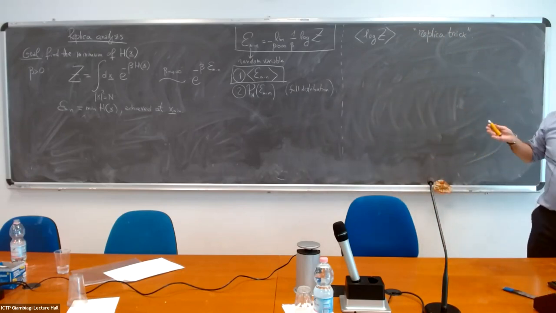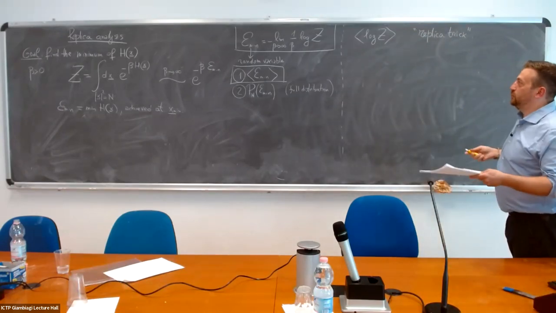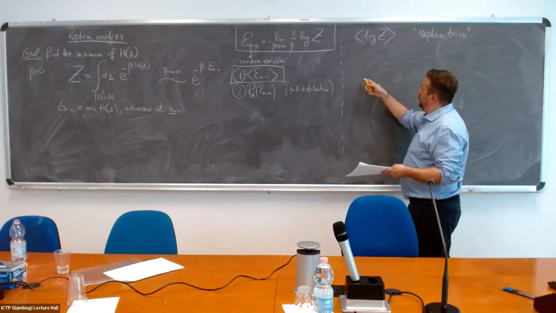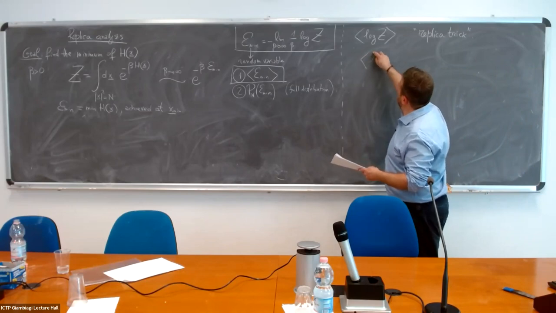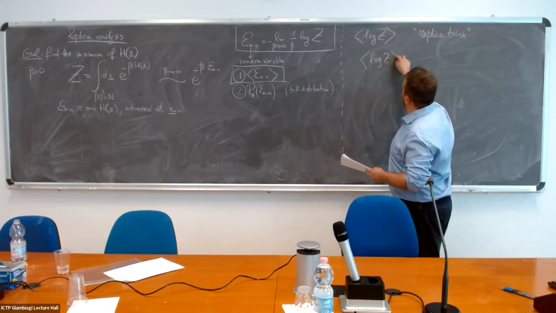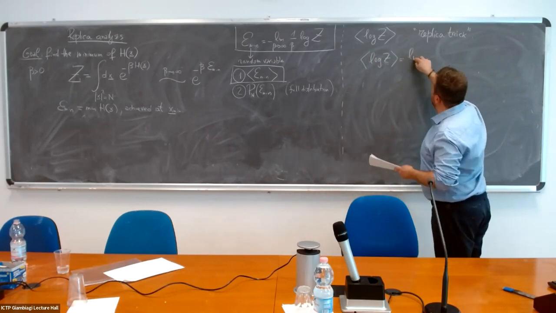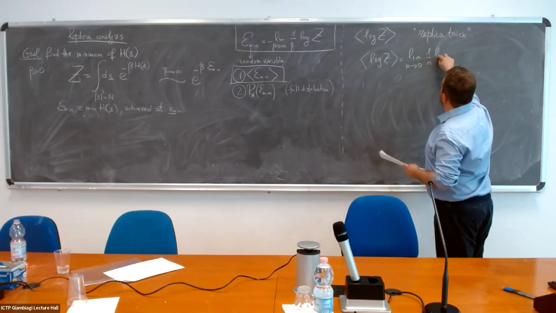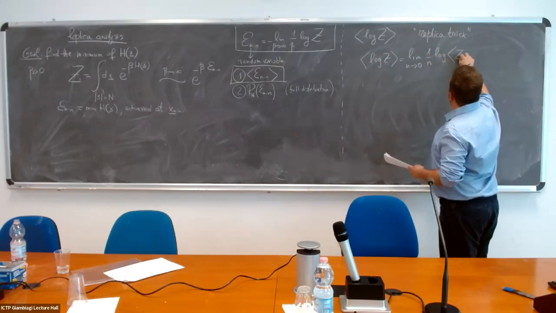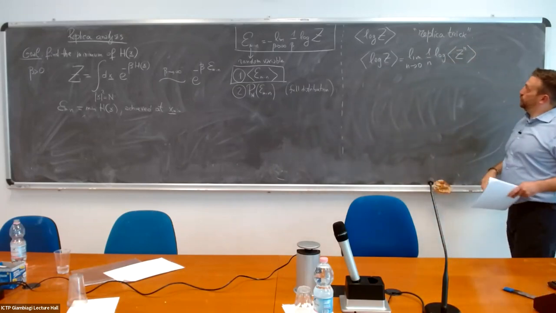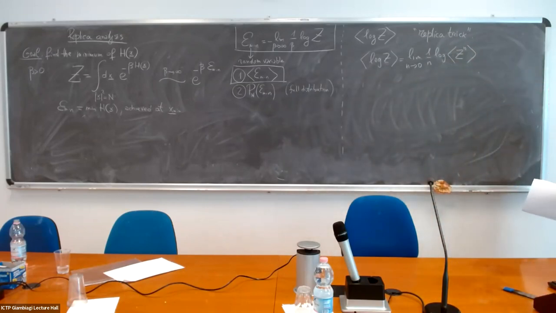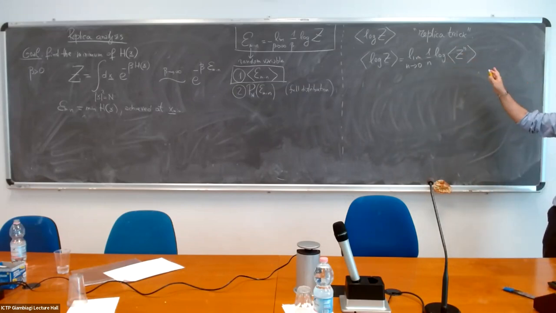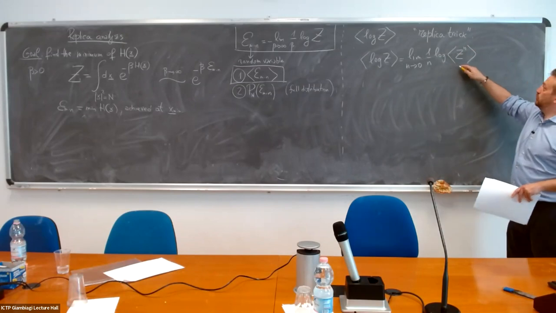So the method is non-rigorous. It is based on some heuristic. I mean, it is based on an exact result, but there is a catch. So the idea is that the average of log Z can be written as the limit n to zero of 1 over n log of the average of Z to the n. Okay, this is an exact identity.